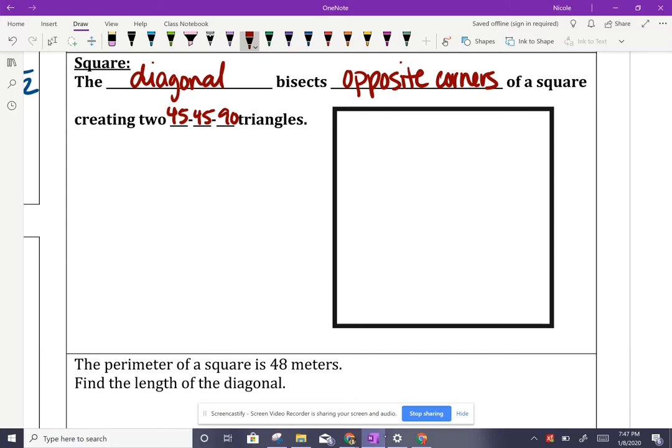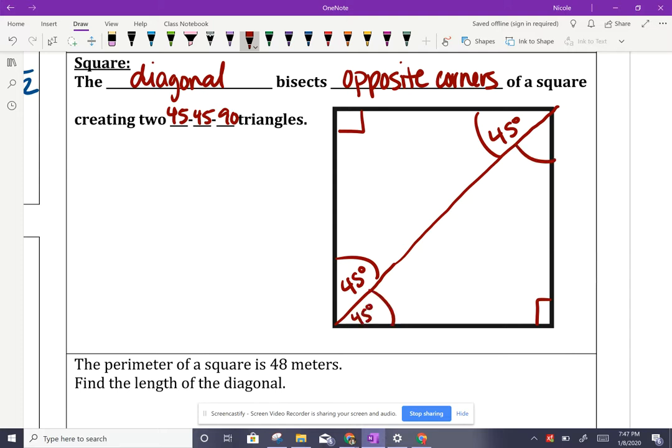So if you don't remember this, all four corners in a square are right angles. If I bisect the corners, it's going to cut them perfectly in half. So that creates 45, 45, 90 triangles. And because of our 45, 45, 90 rules, that means we have congruent sides with S, S, and S root 2 as the hypotenuse.